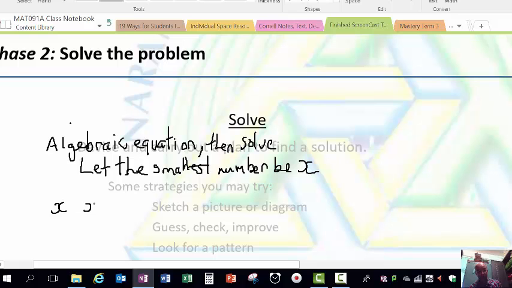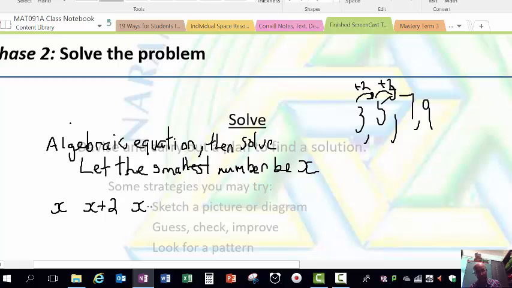Well, it's not going to be x plus 1 because that's the next number. The next odd number will be x plus 2. You think about odd numbers like 3, 5, 7, 9. They're all 2 apart, aren't they? To go from one to the next, you've got to add 2 every time. That's the next odd number. The next odd number after that is x plus 2 plus another 2, which is x plus 4.